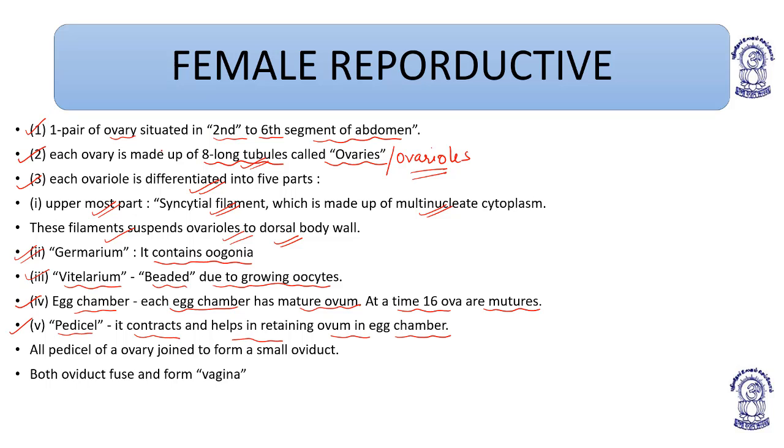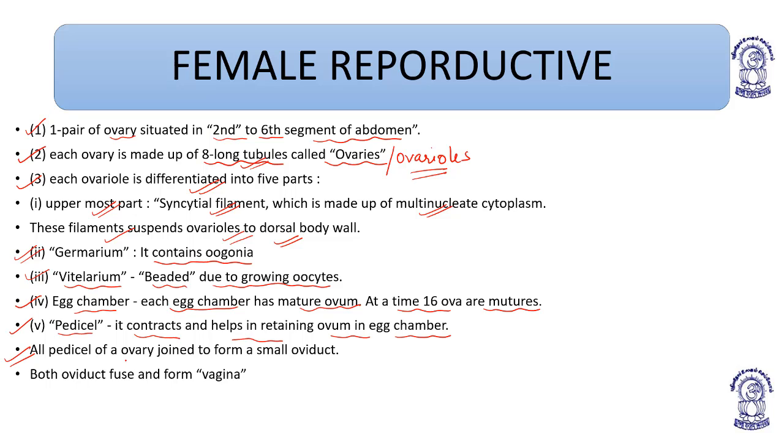Egg chamber: each egg chamber has a mature ovum, and at a time 16 ova mature. Pedicel contracts and helps in retaining the ovum in the egg chamber.